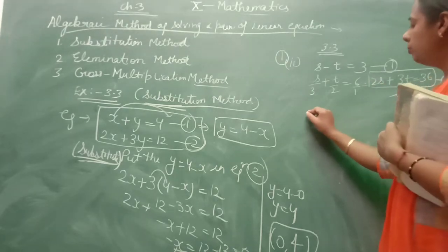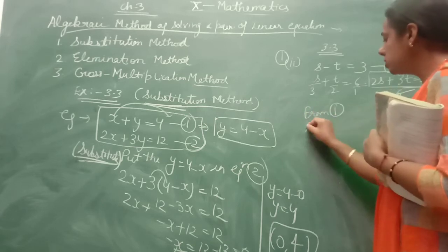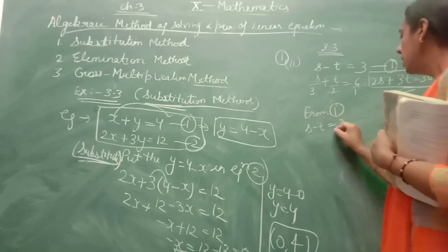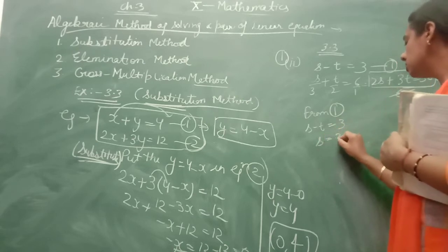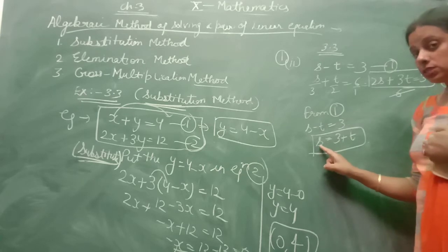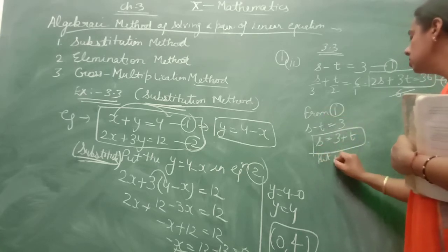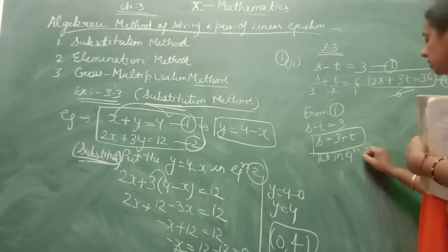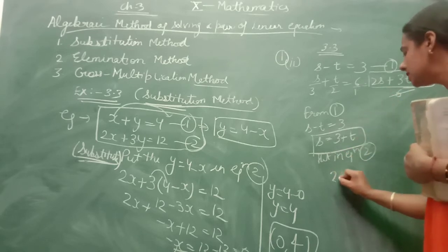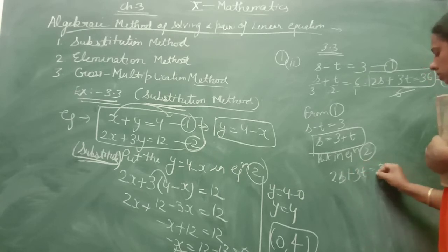Okay, I am just picking from the first equation. I am just taking the value of s here. Value of s is 3 plus t. Since I get the value of variable s from the first equation, then you have to put it in the second equation. What is the second equation? That is 2s plus 3t equal to 36.